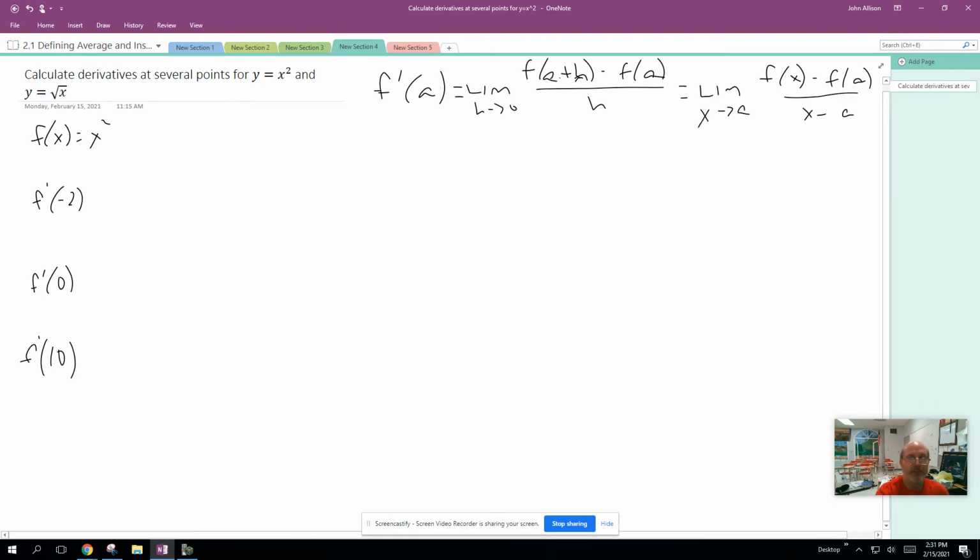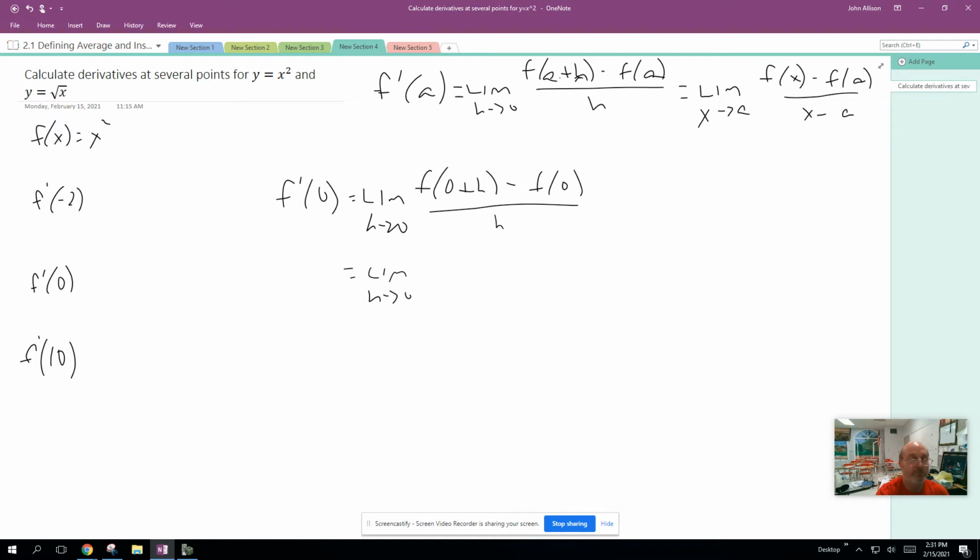Okay, so now we're going to find f prime at 0. So f prime at 0, we use the first definition for this one. It's going to be the limit as h goes to 0 of f of 0 plus h minus f of 0 all over h, which equals the limit as h goes to 0 of 0 plus h all squared, which is f of 0 plus h, is going to be h squared, and then minus f of 0 is going to be 0, and that's all going to be over h.